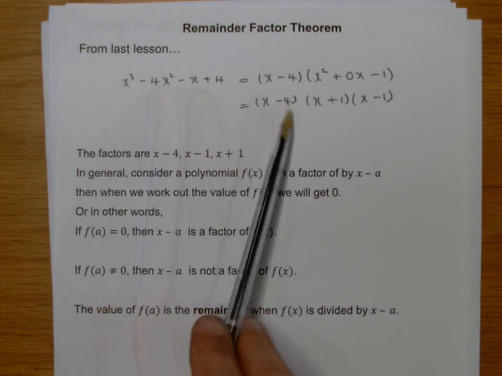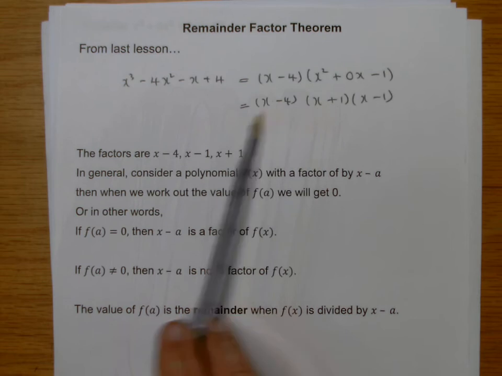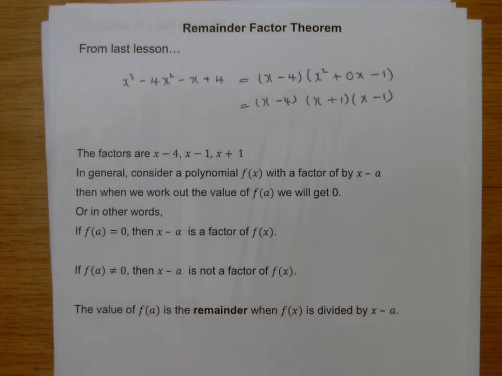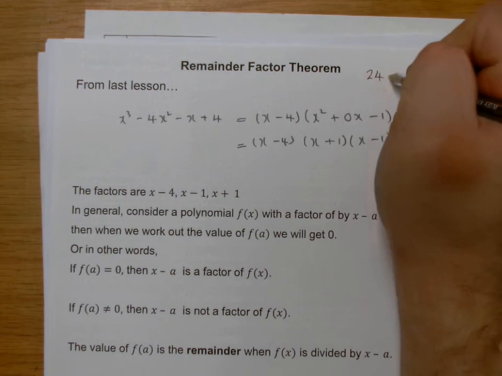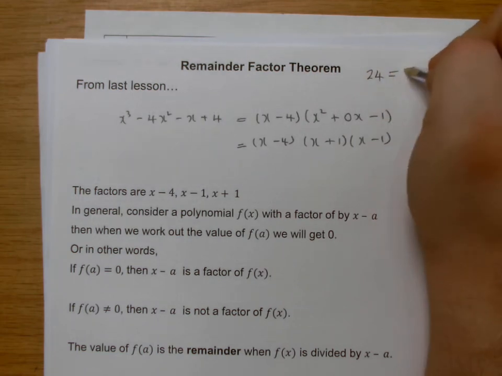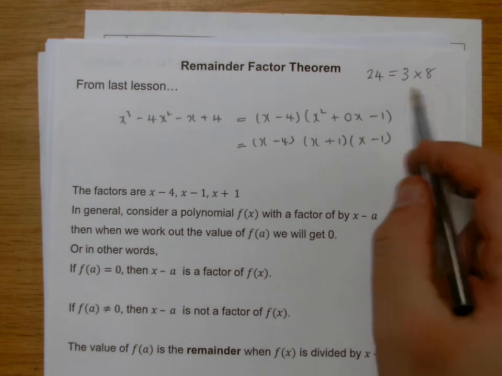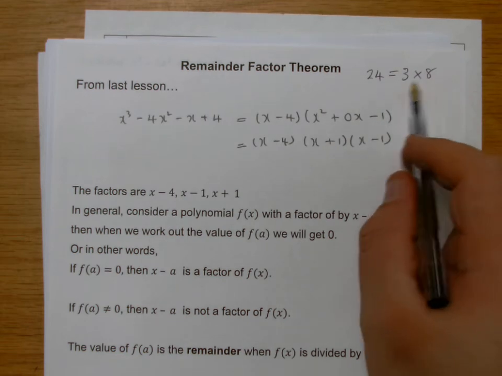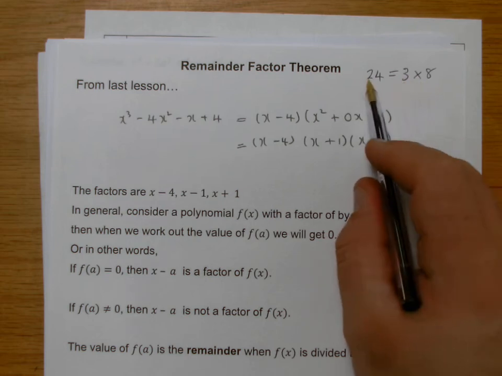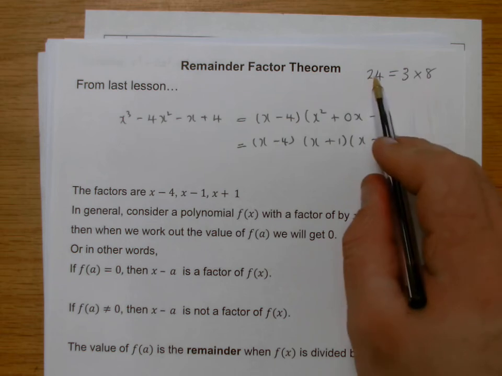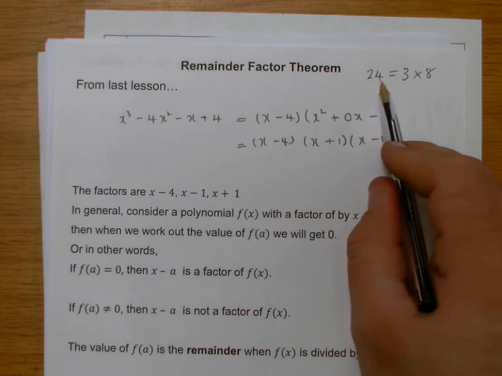Now, if they are factors, that means that they divide into it perfectly without leaving a remainder. And it's just like numbers, for instance. If you think about 24, factors of 24 are 1 and 24, 2 and 12, 3 and 8. Let's consider 3 and 8. They are factors, and we can write 24 as a product of 3 and 8, because 3 divides into 24 and 8 divides into 24 perfectly, without leaving a remainder.